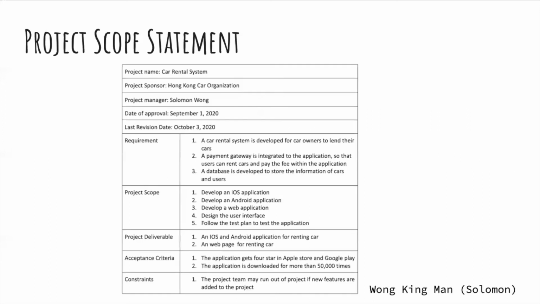The figure shows the project scope statement that Solomon has created. It shows the requirements, the project scope, the project's deliverables, the acceptance criteria, and also the constraints of the project.